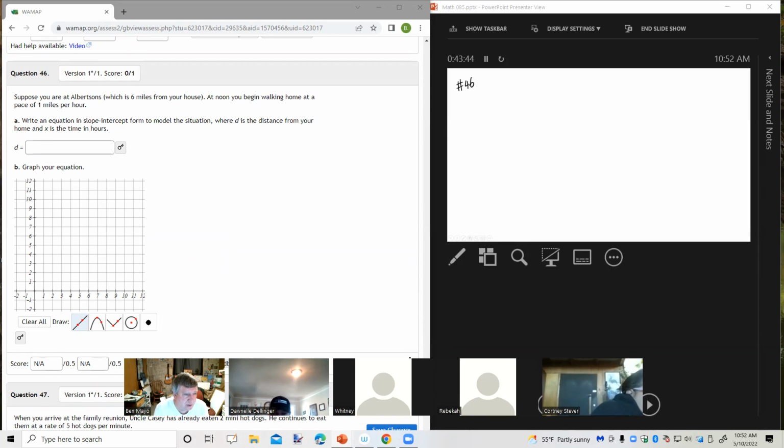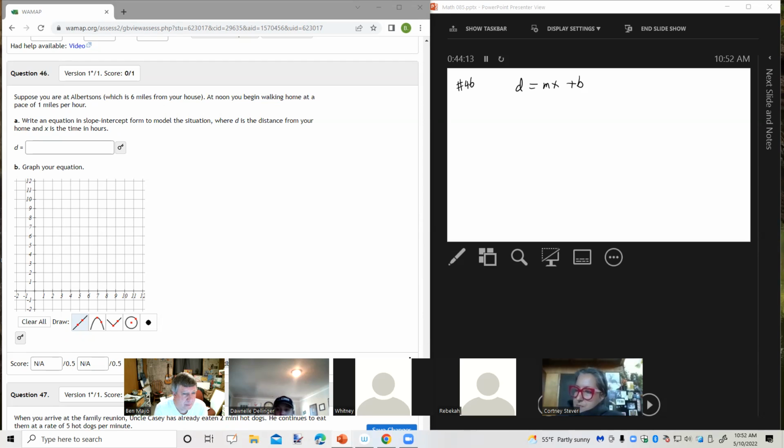Suppose you are at Albertsons, which is 6 miles from your house. At noon, you begin walking home at a pace of 1 mile per hour. Write an equation in slope-intercept form to model the situation where D is the distance from your home and X is the time in hours. So D equals MX plus B. Okay.